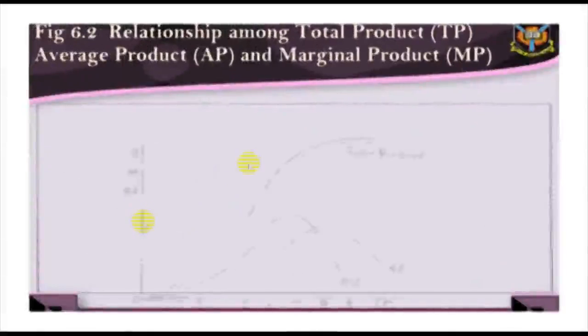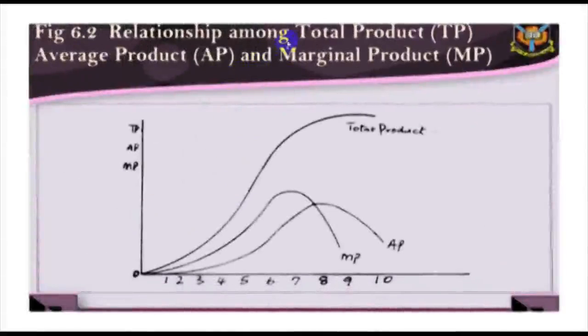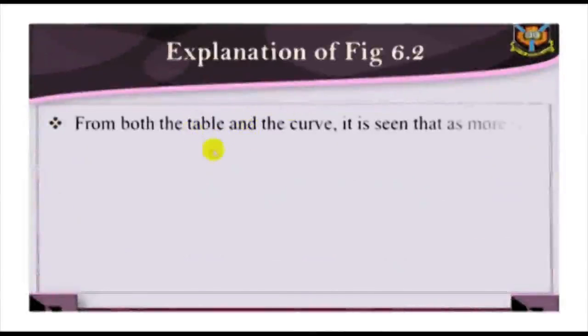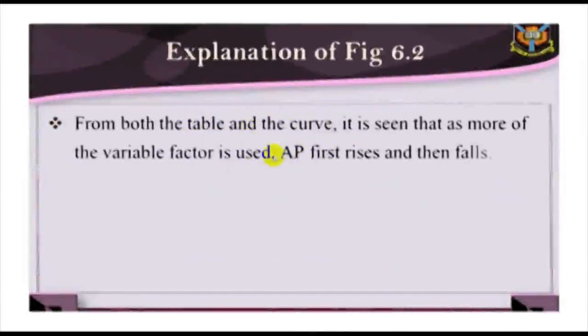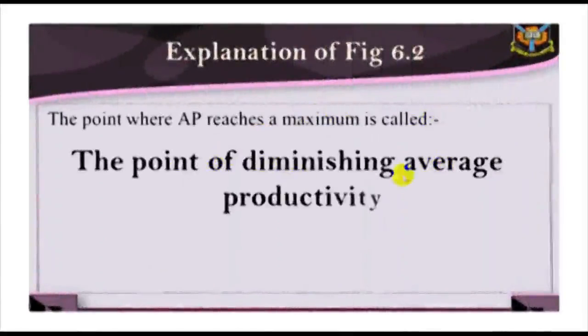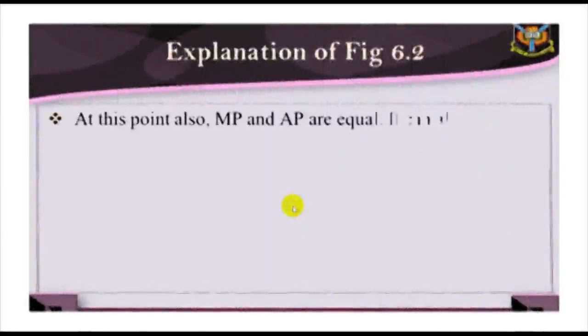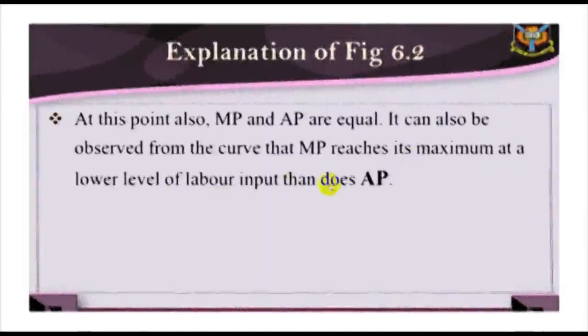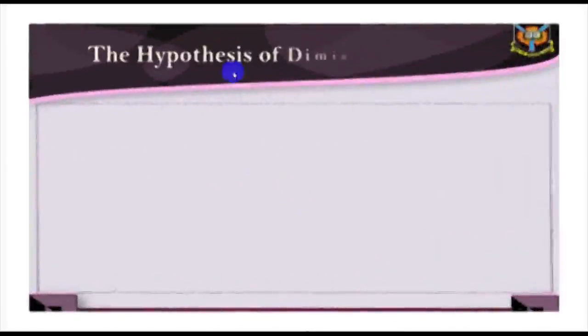From the above table and curve, it is seen that as more of the variable factor is used, average product first rises and then falls. The point where AP reaches a maximum is called the point of diminishing average productivity. At this point also, MP and AP are equal. It can also be observed from the curve that MP reaches its maximum at a lower level of labor input than does AP.